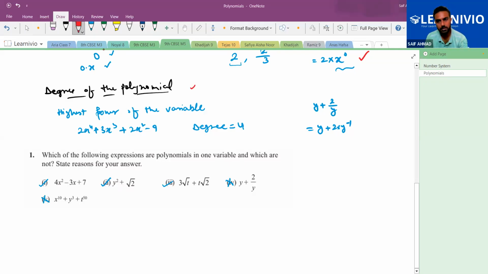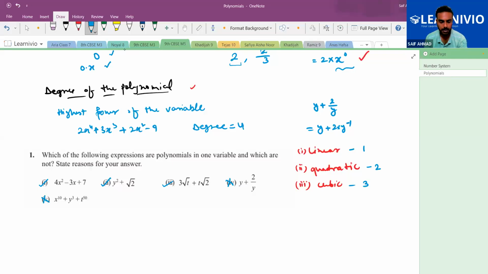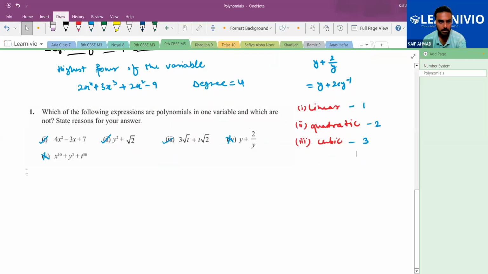One thing is left: the classification of polynomials according to their degree. The first is the linear polynomial. The second is the quadratic polynomial. And the third one is cubic. What are linear polynomials? The polynomials having degree 1. A quadratic polynomial has degree 2, and a cubic polynomial has degree 3. Understood?